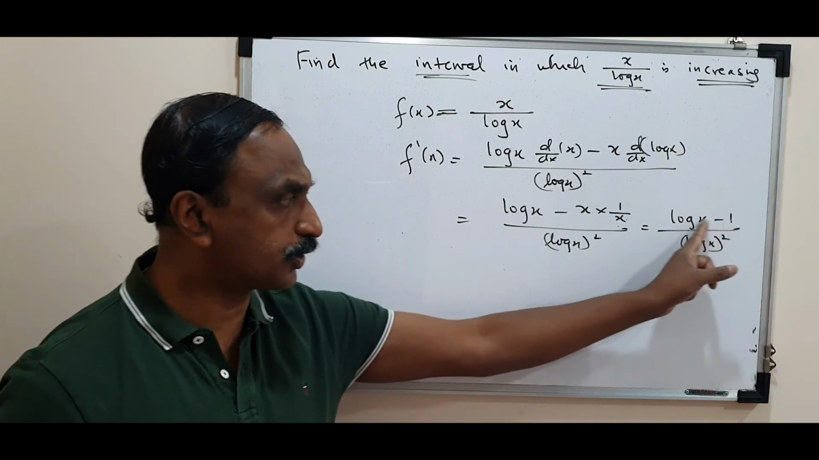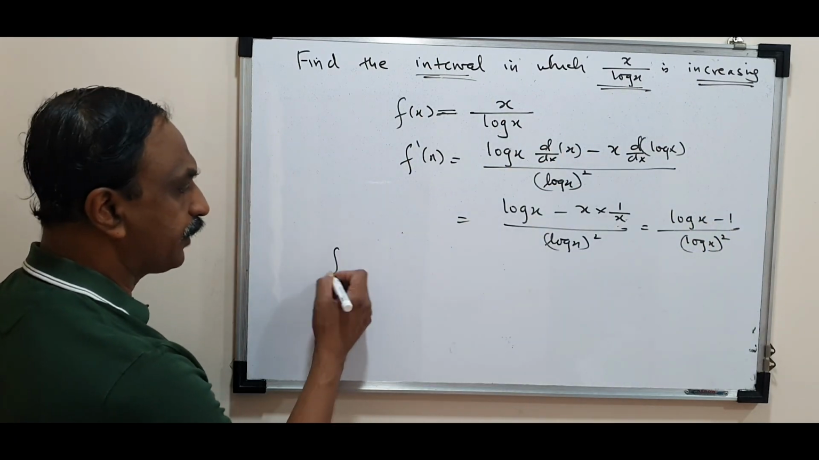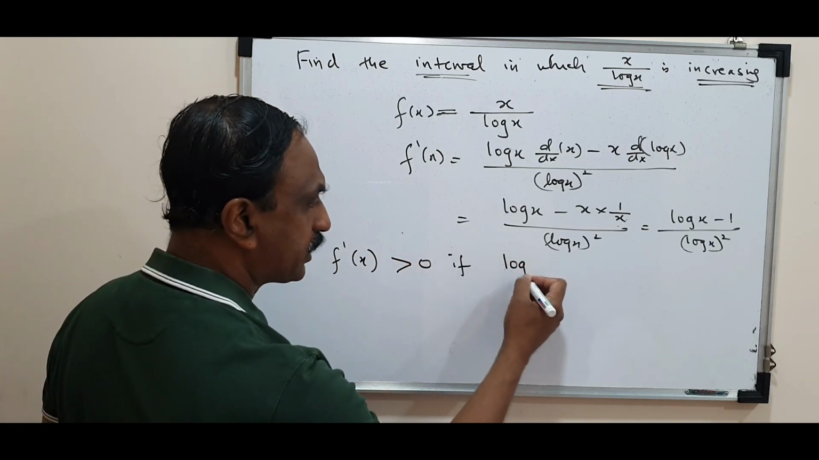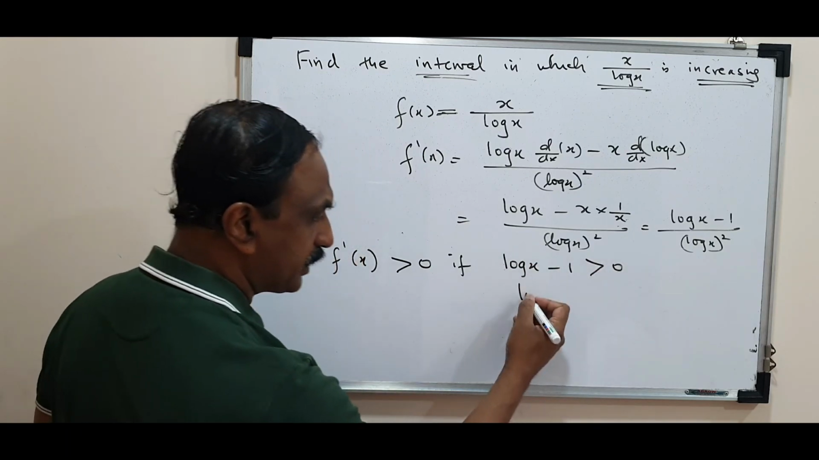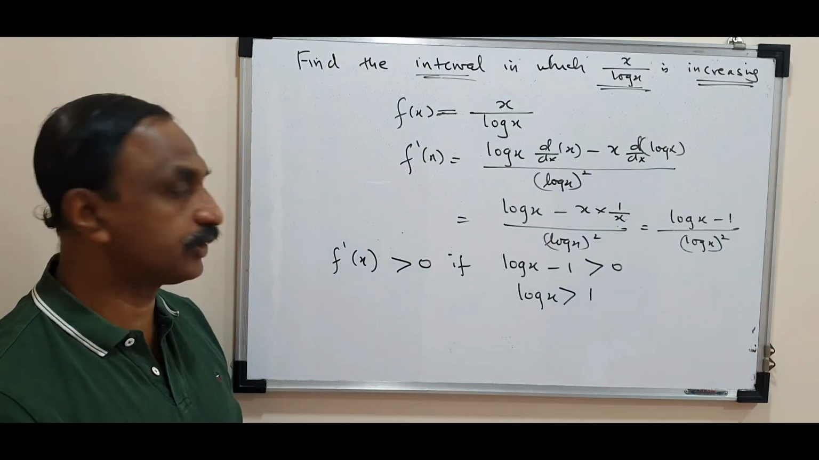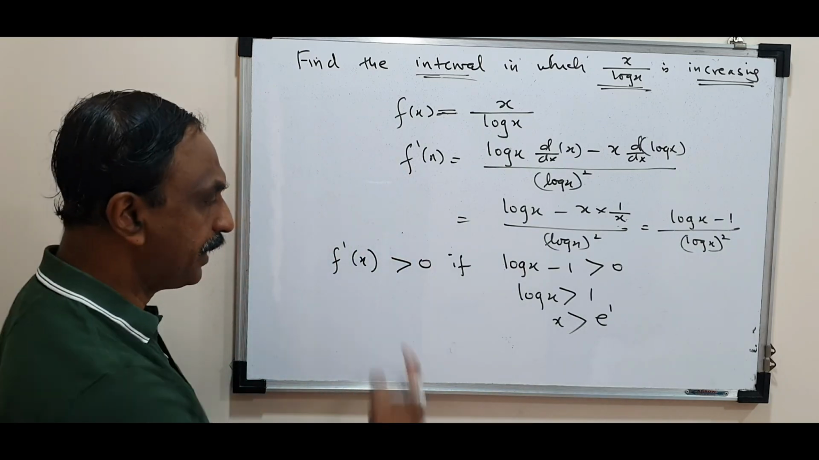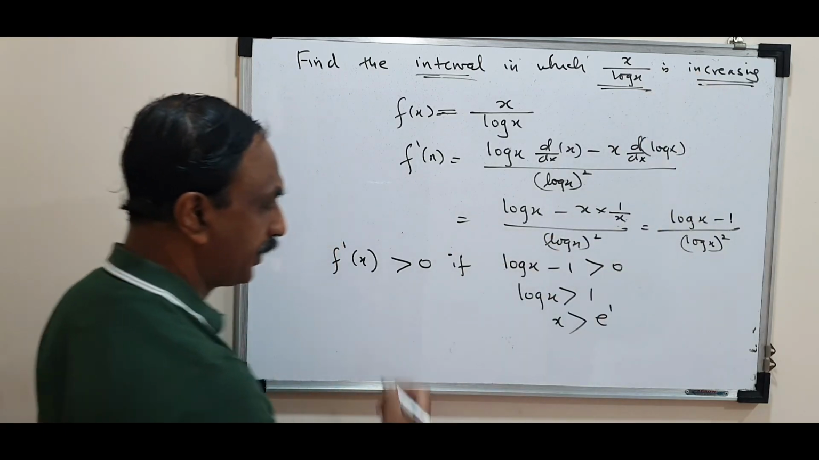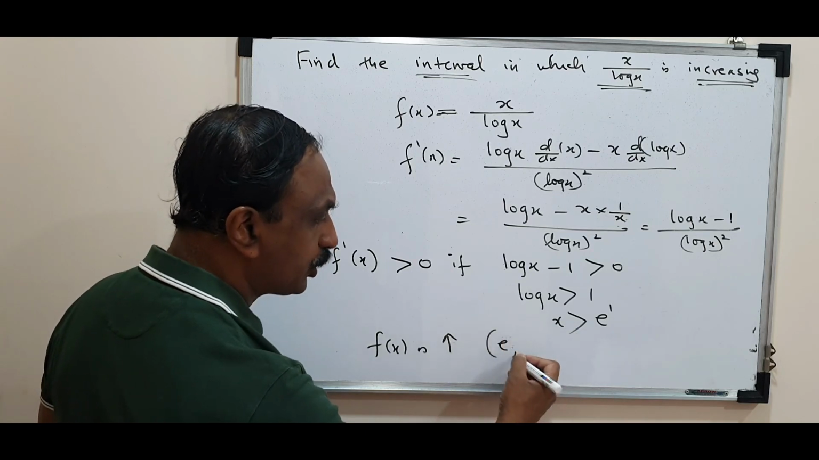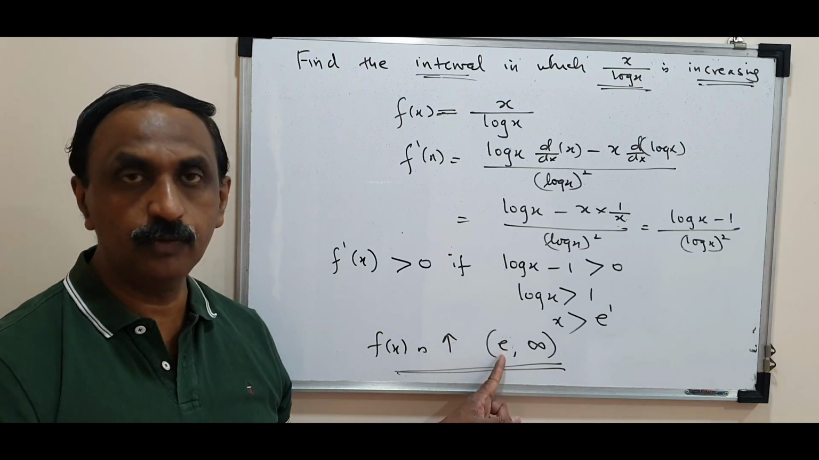Remember, the denominator is always positive. So the function is increasing where the derivative is greater than 0. So f dash of x is greater than 0 if log x minus 1 is greater than 0. That is log x is greater than 1. Remember, x is greater than 0. So x should be a number greater than e raised to 1. That means the function is increasing. So f of x is increasing in the interval e to infinity. This will be my final answer. So the function is increasing when x takes values from e to infinity.